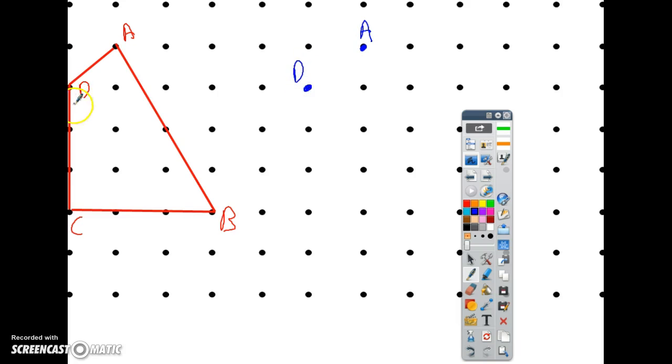And from D, I went down 1, 2, 3 to C. And then from C, over 1, 2, 3 gets me to B. There's my new B. And now all I have to do is connect my dots. And I have a congruent shape.